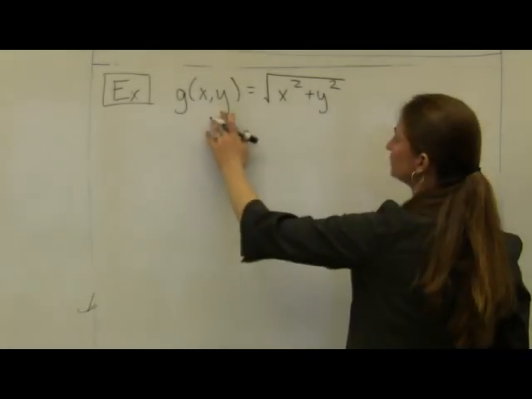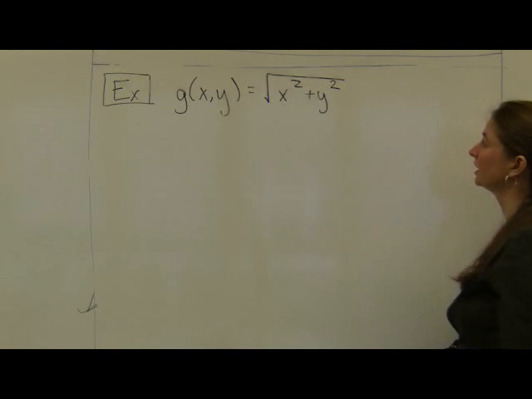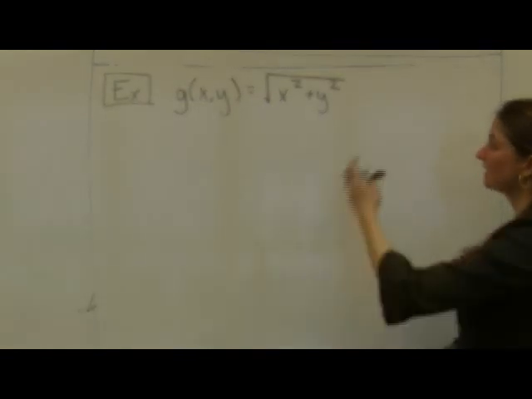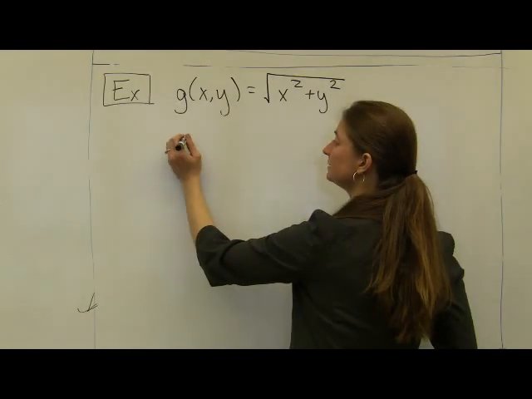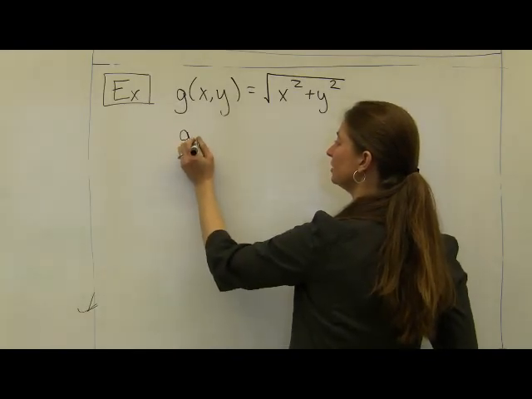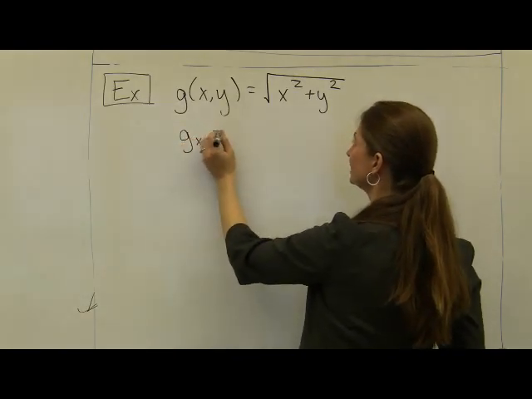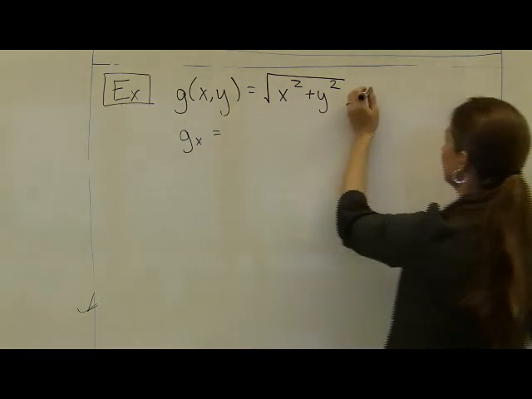Next, let's consider another example. Let's think about the function g of xy that's given by the square root of x squared plus y squared, and evaluate the critical points for this function. So again, I'm going to do the same steps that I did before. I'm going to take my partial derivative of g with respect to x. I'm going to need to use chain rule in this case.